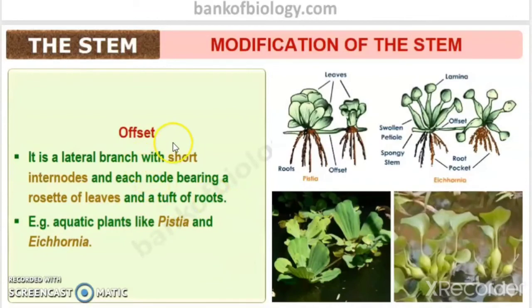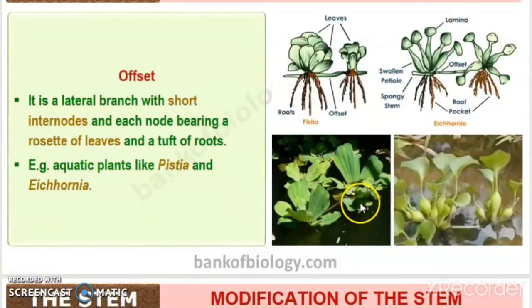Examples of offsets are aquatic plants like Pistia, which is also called water lettuce. So this is water lettuce, and another example is Eichhornia. The E is silent there. Okay, it is Eichhornia, which is also called water hyacinth. I hope you remember what water hyacinth is, right? So these are all aquatic plants which have these offsets. In them, lateral branches with short internodes are formed, and each node will bear a rosette of leaves and a tuft of roots.